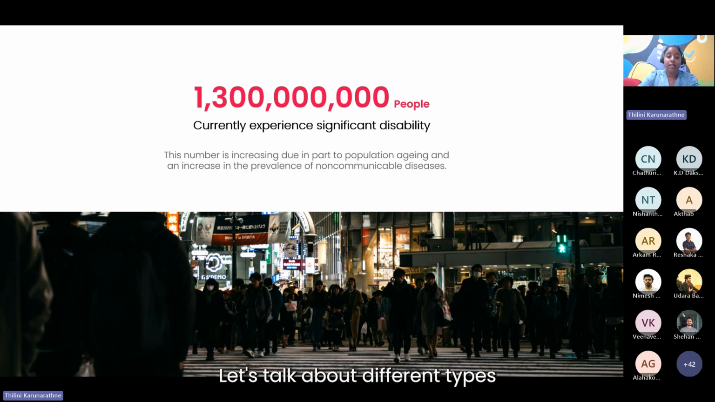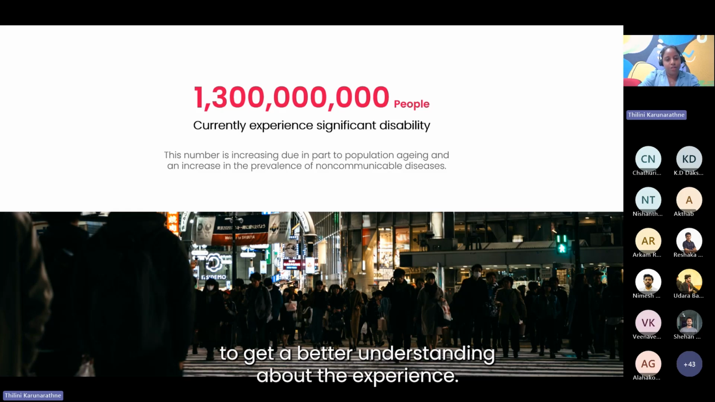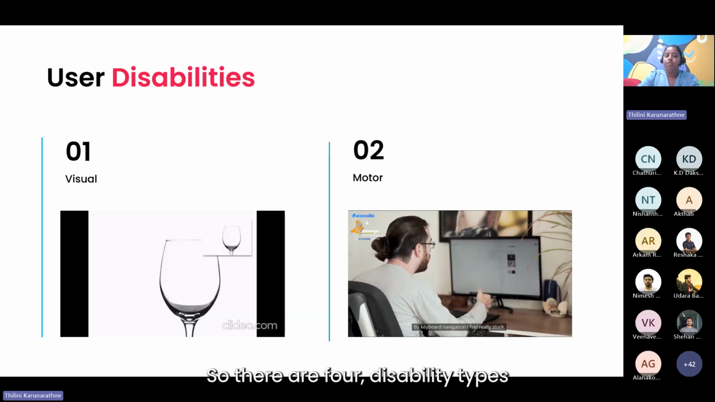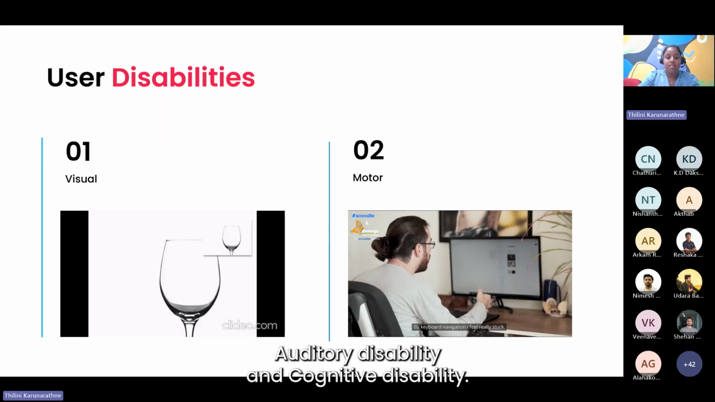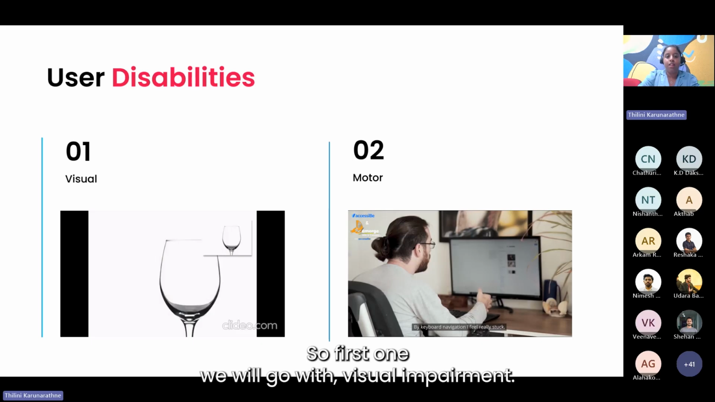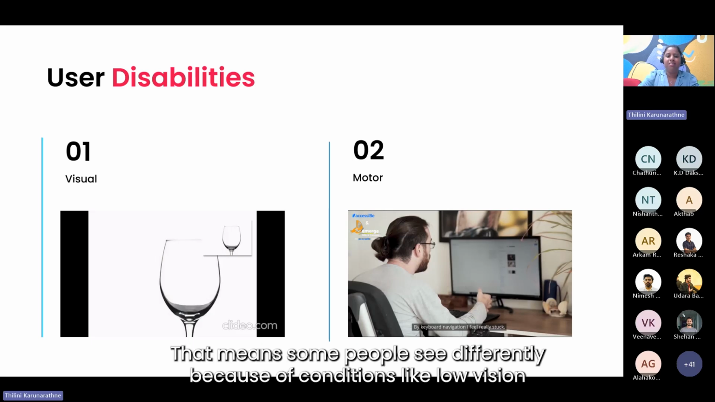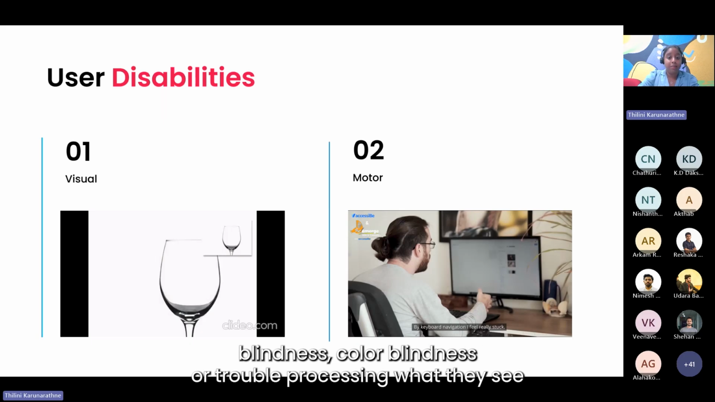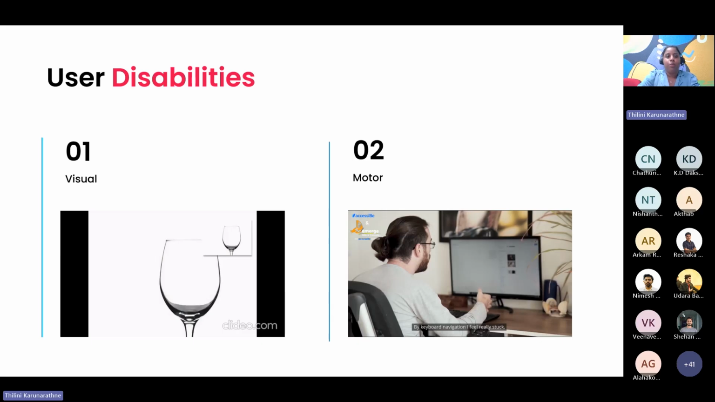Let's talk about the different types of disabilities people may have and how they affect the way they use websites, apps, or any digital platform. We will also see some short videos to get a better understanding of the experience. So there are 4 disability types: visual impairments, motor disability, auditory disability, and cognitive disability. First, we will go with visual impairment. That means some people see differently because of conditions like low vision, blindness, color blindness, or trouble processing what they see.